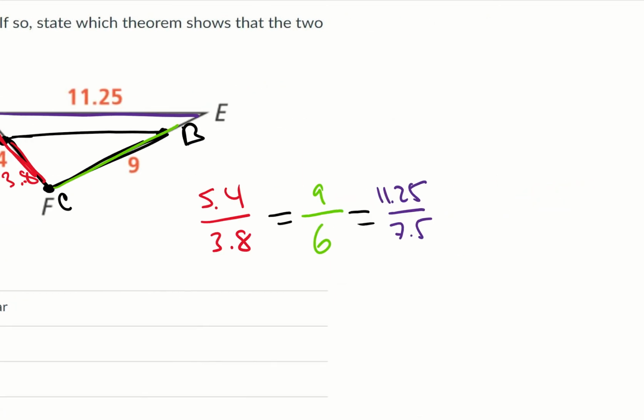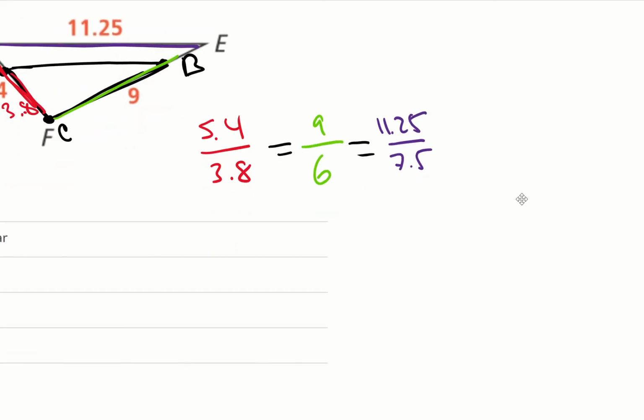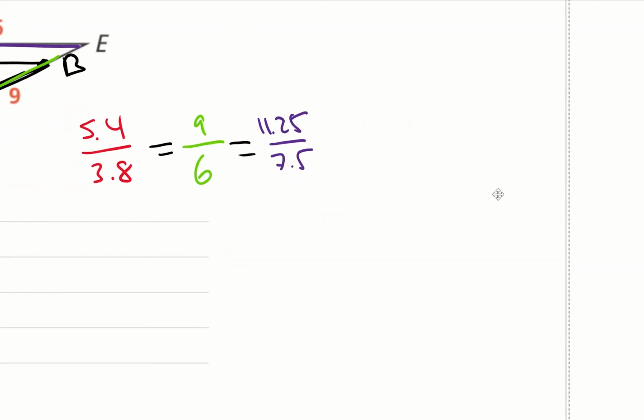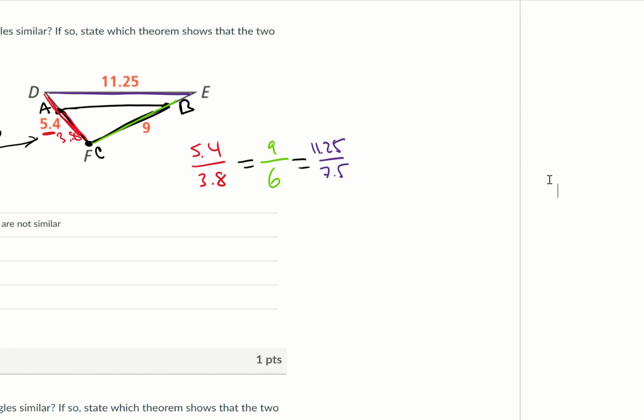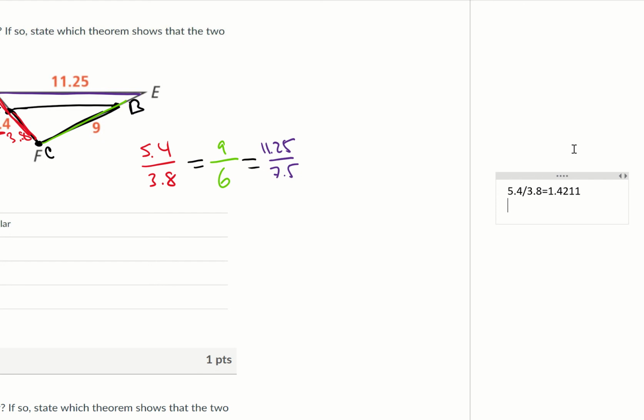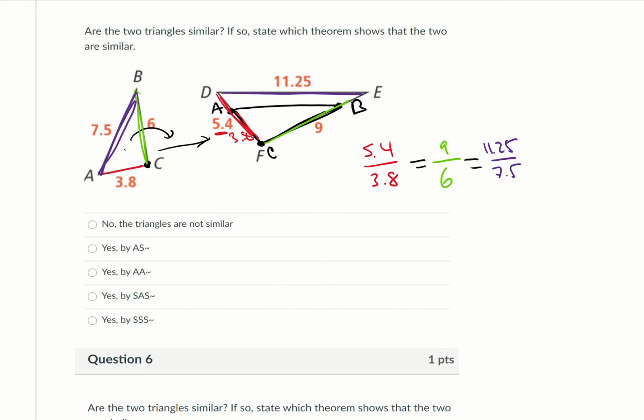Now, if any of these fractions are not equal to the others, then that means the similarity relationship is broken, so these are not going to be similar. So we have, for the first fraction, 1.42, the second fraction, 1.5, and the third fraction, we have 1.5. So we can see that 2 of them are equal to 1.5, but the third one is not equal to 1.5, which is why you want to verify this. Even though these checked out, this did not. So that means that these two triangles are not similar at all.